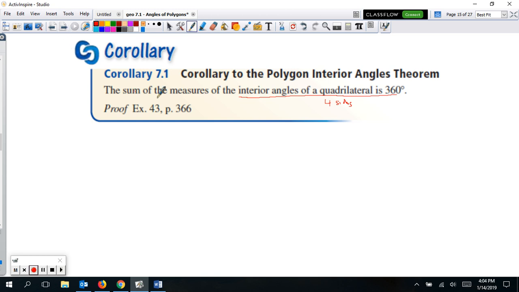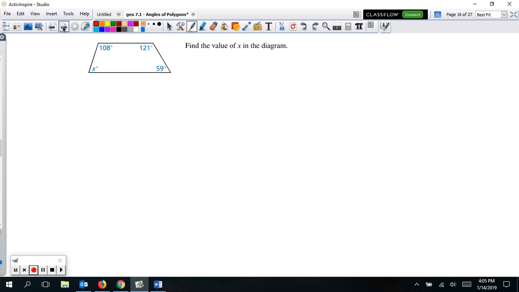So a corollary always just kind of means it's something having to do with a previous theorem. So it's not its own theorem. It's like that other theorem. So in that case, here's a quadrilateral right here. You can take a look at this one.